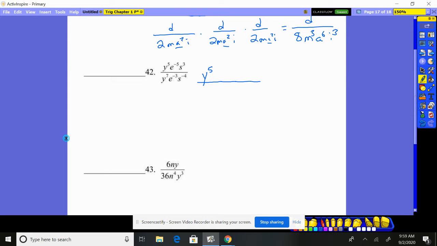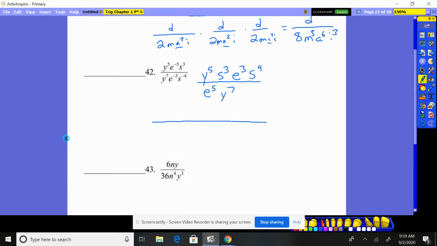E to the negative 5th, he needs to move to the bottom. S to the 3rd stays up top. Now in the bottom, I have Y to the 7th, E to the negative 3rd. That means, hey, move me. S to the negative 4 is in the bottom, so I need to move it. And remember, when you move it, the negative exponent drops off. Now I just need to clean up everything.